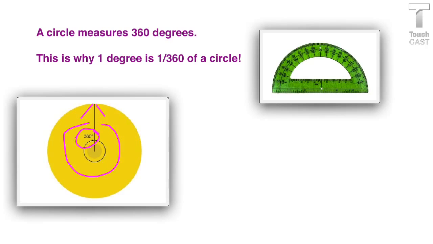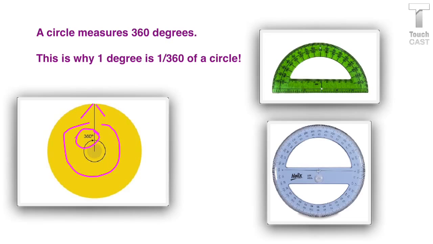Have you ever noticed that your protractor is actually half a circle or a semicircle? Well, it is, and as you know, it measures 180 degrees. So did you also know that 180 is half of 360? Well, it is. So your protractor is half of a circle, 180 is half of 360, so we actually have protractors that are full circles.